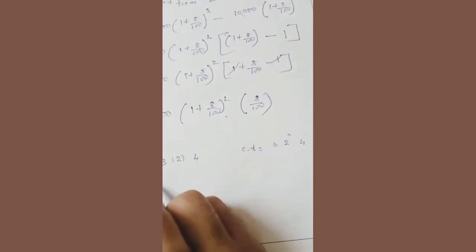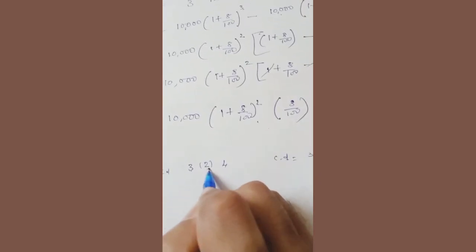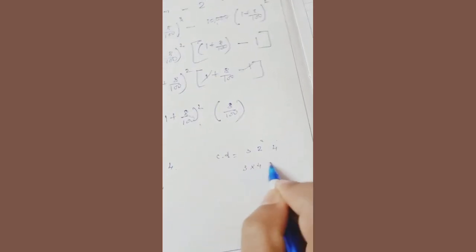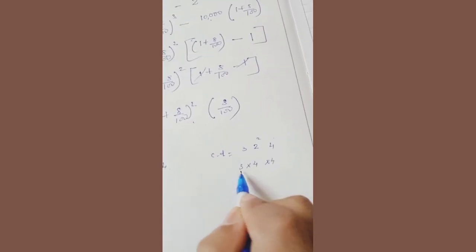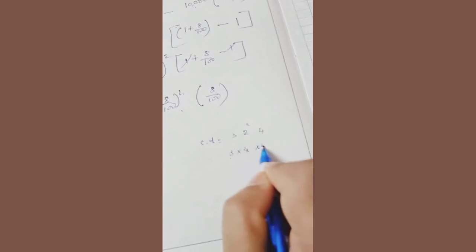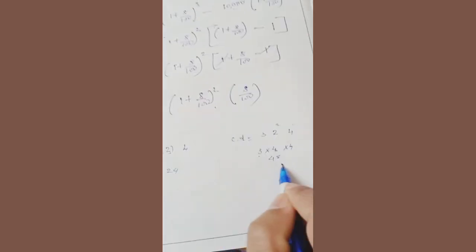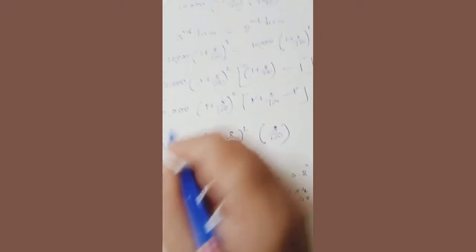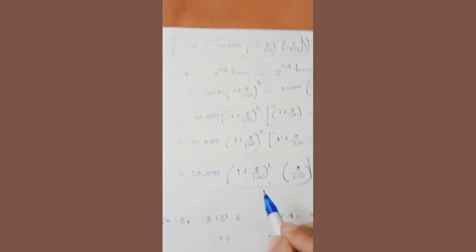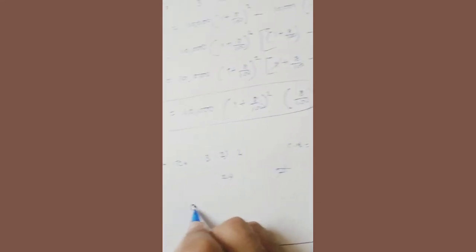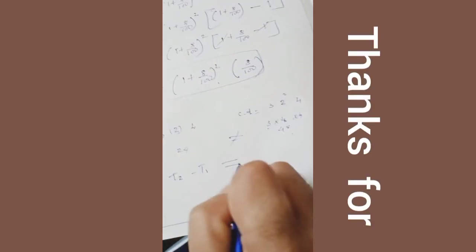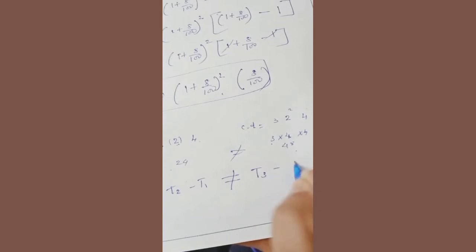If I write 2, so if I multiply, 3 2s are 6, 6 4s are 24. Here what happens? 3 into 4 into 4. 3 4s are 12. 12 4s are 48. Whether these two values are the same? They are not equal. Similarly, these two common differences are not equal. So I can write T2 minus T1 is not equal to T3 minus T2.